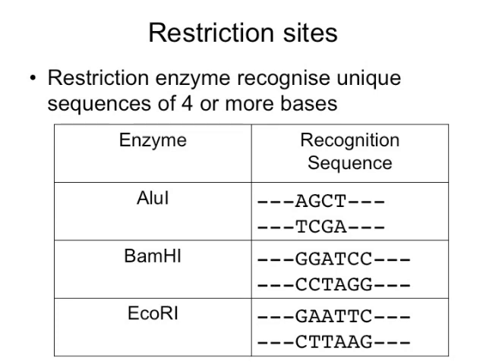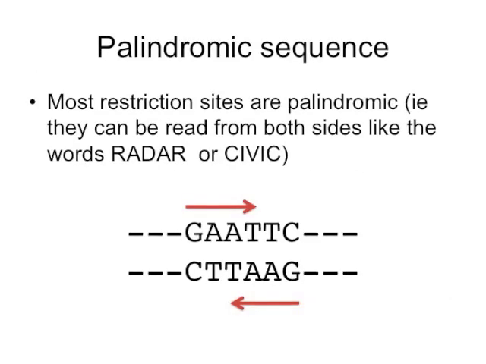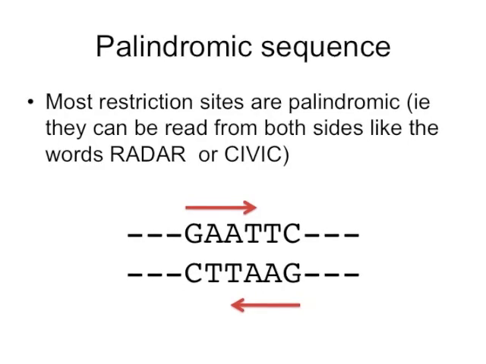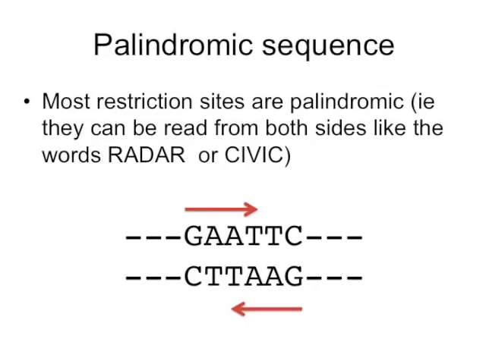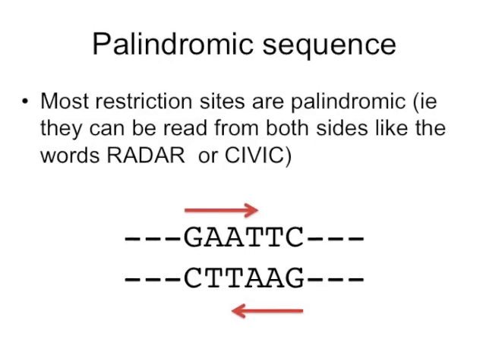Restriction enzymes recognize specific sequences such as the one shown here. They can be 4 or more bases. The majority of the sequences recognized by restriction enzymes are palindromic, which means they can be read from either direction.